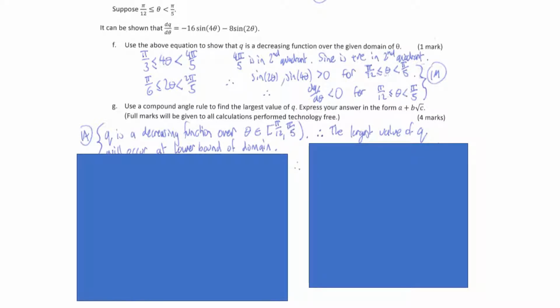Okay, now differentiating that with your CAS leads you to that expression for Q dash. It's in fact minus 16 sine 4 theta minus 8 sine 2 theta. So with that form of the equation, it's quite easy to see that Q dash will in fact always be negative for any value of theta over the given domain from pi on 12 up to but not including pi on 5. Why would that be?